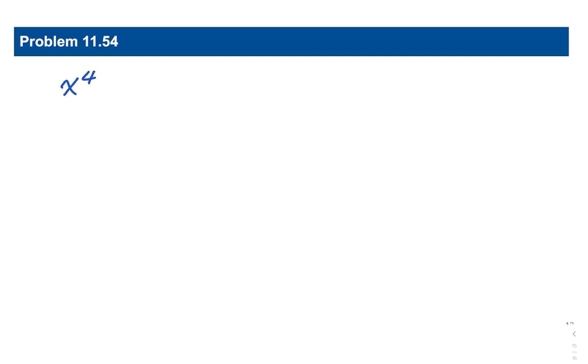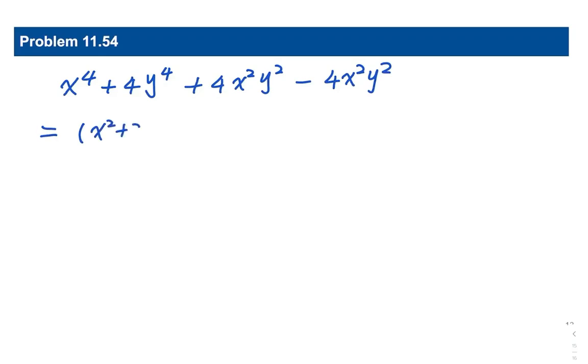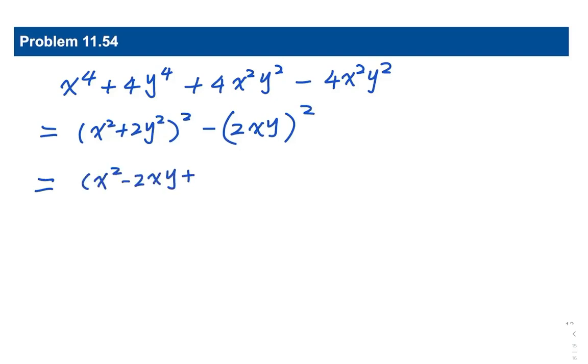Factor x to the power 4 plus 4 times y to the power 4. We add 4 times x squared y squared, subtract 4 times x squared y squared. Then we get x squared plus 2y squared squared minus 2xy squared. Use difference of squares. X squared minus 2xy plus 2y squared times x squared plus 2xy plus 2y squared.